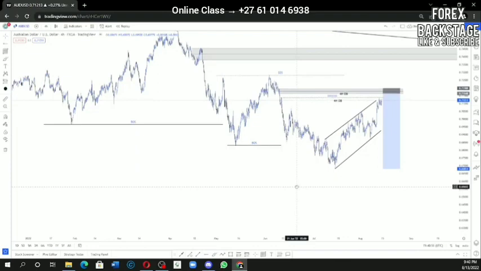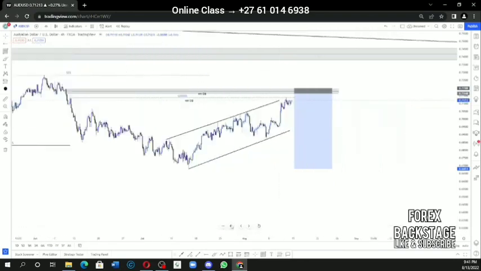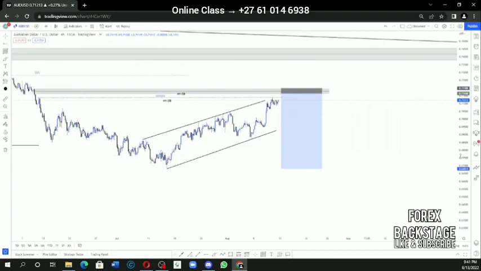With that being said, we broke this structure here, and then we're approaching this order block here. We got the order block on, let me zoom it in so that you guys can see.